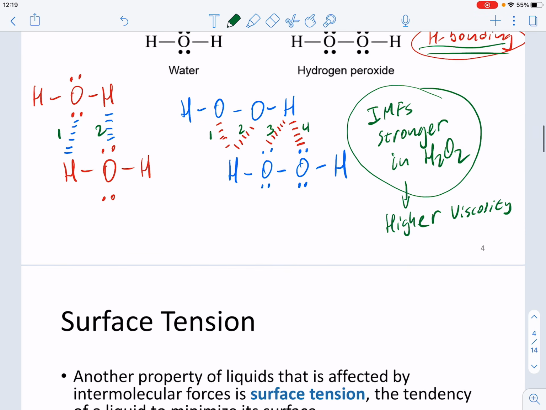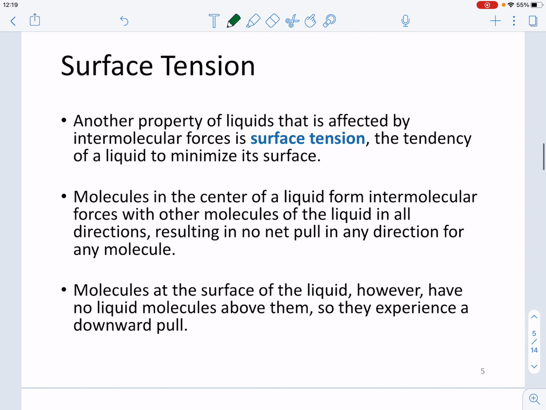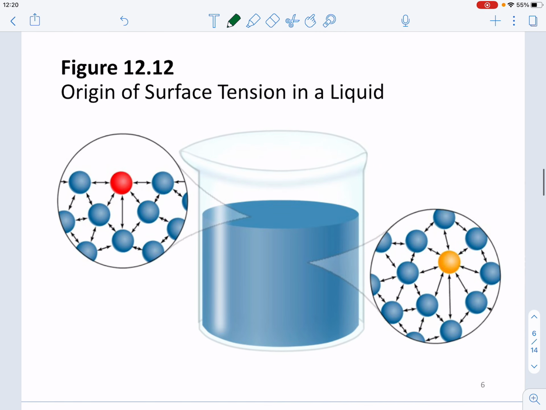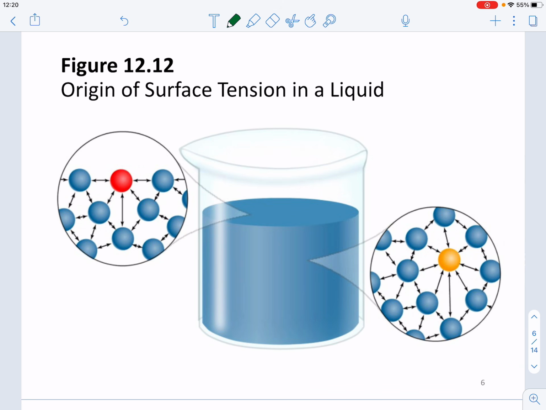Now, surface tension. It's still attraction, right? But surface tension, as the name implies, has to do with the surface of a liquid. So what is going on at the surface of a liquid? Well, let's go directly to the picture, because the surface of the liquid looks different than, let's say, the center of the liquid. We are focusing our attention on this molecule right here.